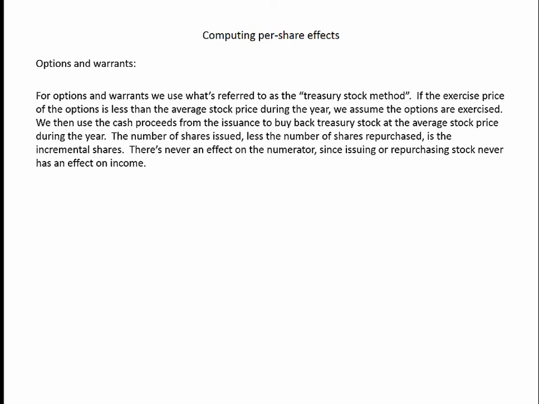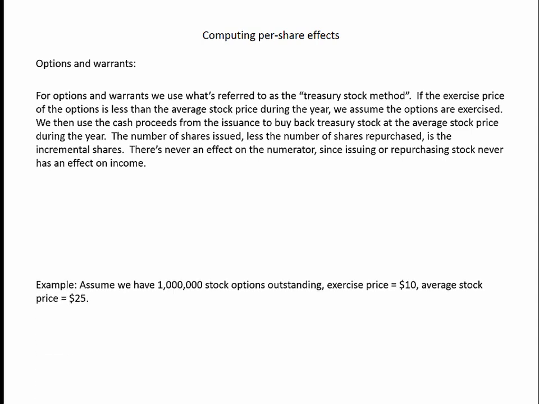And so the number of shares issued minus the number of shares repurchased will be the incremental shares outstanding in the denominator. The numerator is always zero because issuing stock and repurchasing stock never has an effect on our income. So the per share effect for options and warrants is always 0, but you need to know the denominator, how many shares are going to be issued.